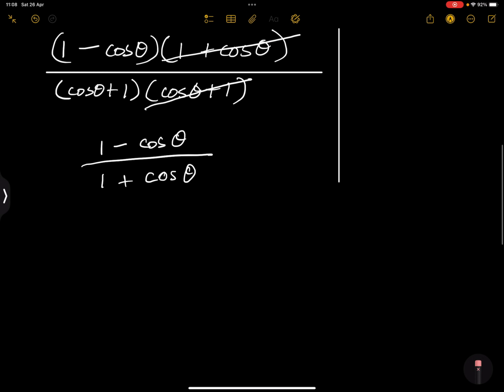So ladies and gents, what do you notice? Left-hand side is equal to right-hand side. Okay.